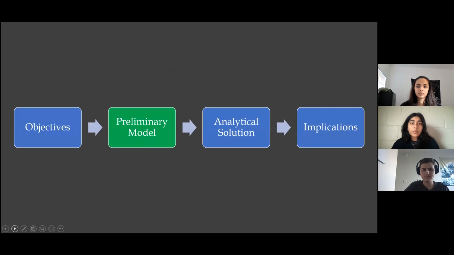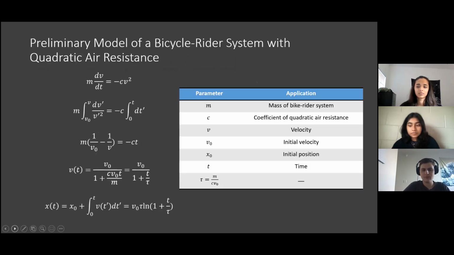Next, let's go through our preliminary model. We started with the most basic model possible to try and better understand the situation of the problem. This involved a bicycle with just the force of quadratic air resistance acting on it. We chose specifically quadratic air resistance since we thought it would be more impactful than the force of friction from the road, operating under the assumption that the bicycle tires would be much more well lubricated and have high air pressure. Using Newton's second law, we were able to write a differential equation involving quadratic air resistance and solved it by separation of variables with initial conditions implemented.